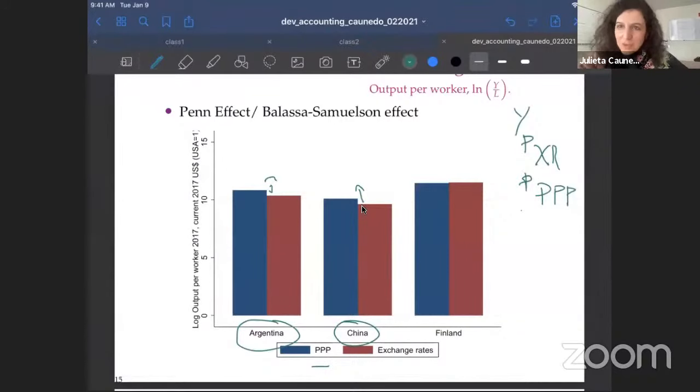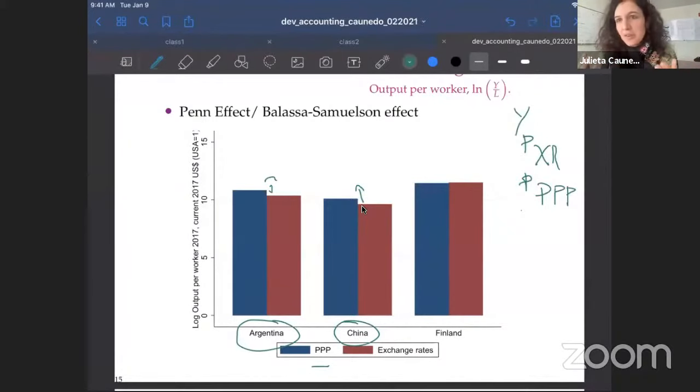Why is that? First of all, this difference seems small because these are logs of output per worker. I should have changed the scale. I'm sorry for that, I'll do it. But basically the difference in terms of PPP dollars is about $5,000, okay? So for a country with an income per capita of about 20,000, which is Argentina, this is a big deal, okay? Now, why is it that when I deflate with PPP, I get that poor countries seem to have higher value added?